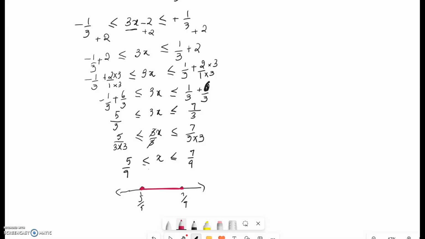So it is the closed interval. Remember that the endpoints are included. So it's 5/9, comma, 7/9, close parentheses. So this would be the square brackets because of the inclusion, less than or equal to.